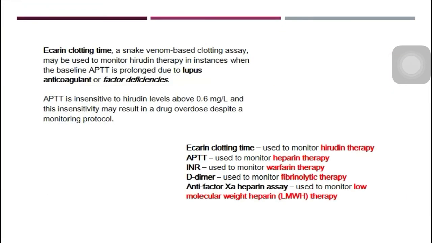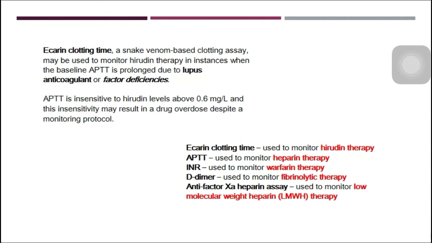So we have the heparin clotting time. This is a snake venom-based clotting assay that may be used to monitor hirudin therapy in instances where the baseline APTT is prolonged. Maybe due to lupus anticoagulant or factor deficiencies. Now, APTT is insensitive to hirudin levels above 0.6 mg per liter.